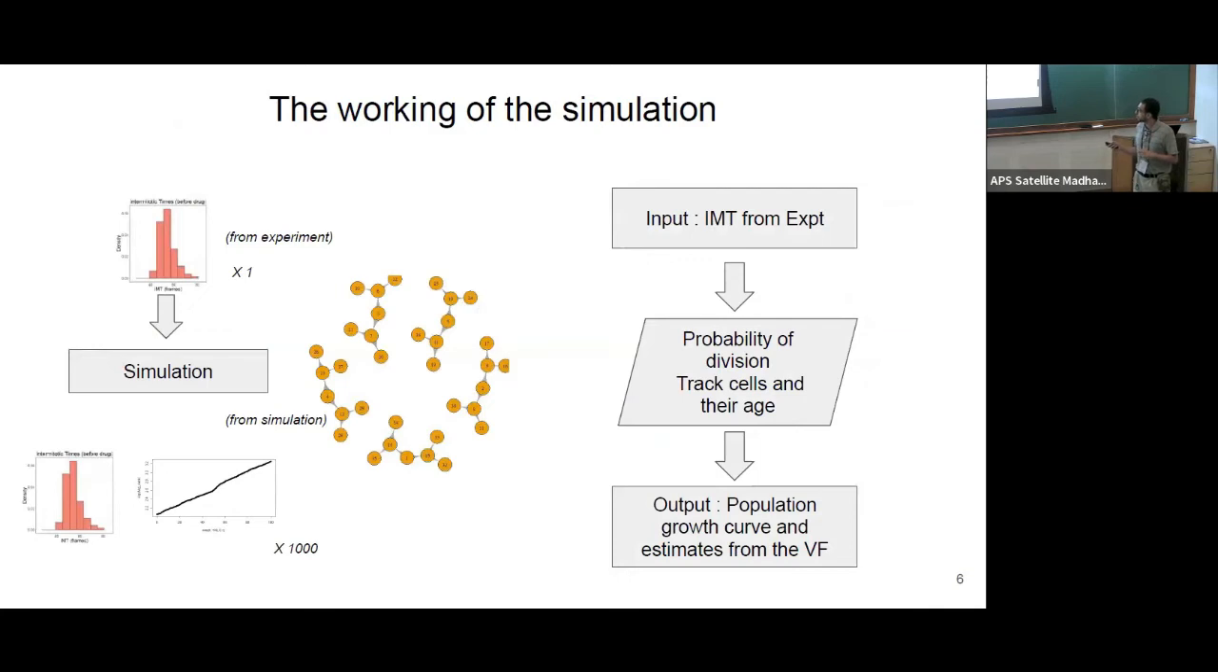So to figure out what estimates of error I should get using the von Foerster model, I did a simulation wherein I took intermitosis times from the experiment and, creating these lineages of cells, obtained both the population time curve as well as the intermitosis time distributions. These intermitosis time distributions were then plugged into the formula to obtain the estimate for the population growth rate. And I did this all 1,000 times to know what the error limits are.